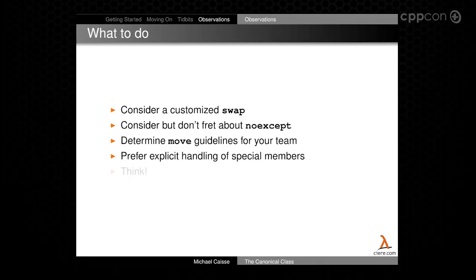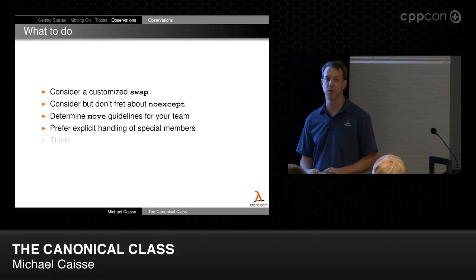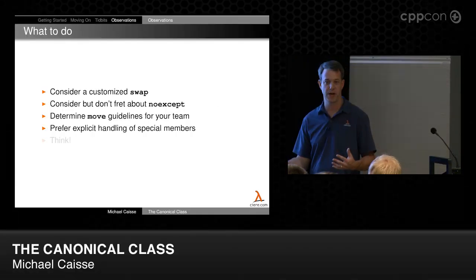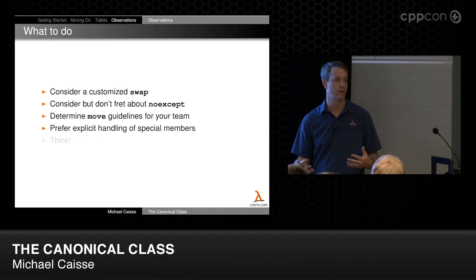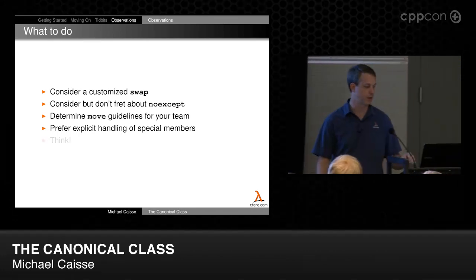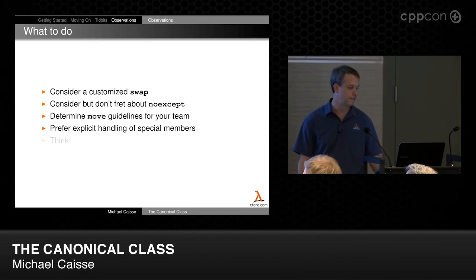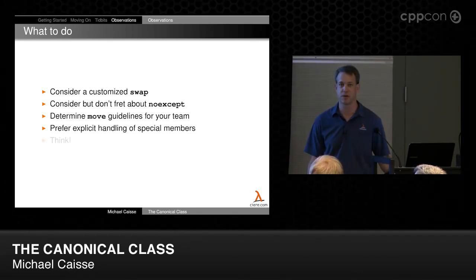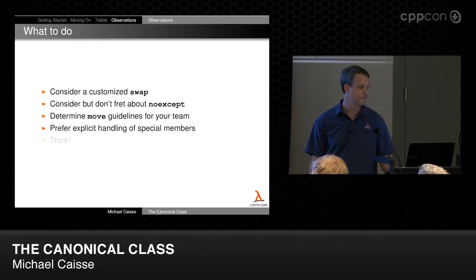Consider swap, custom swap. If you're writing move, you should be writing swap. If you believe that the performance of whatever it is that you have requires move performance, consider that you should be writing your own custom swap for the same thing. Think about, but don't fret over noexcept. You're better off not writing it than writing it and being wrong. Determine some move guidelines for your team.